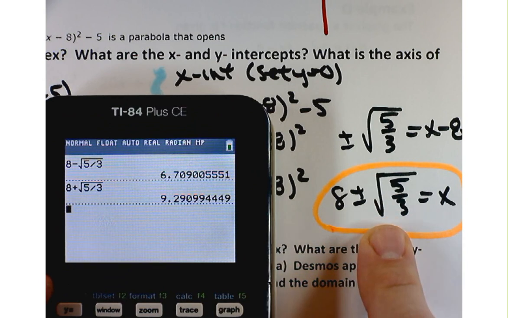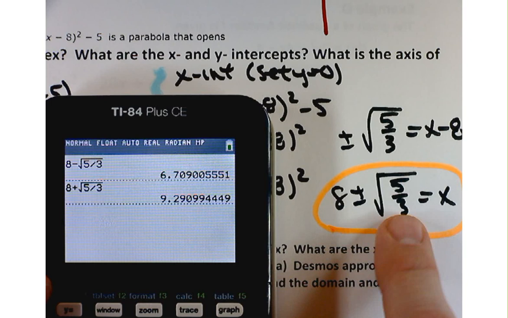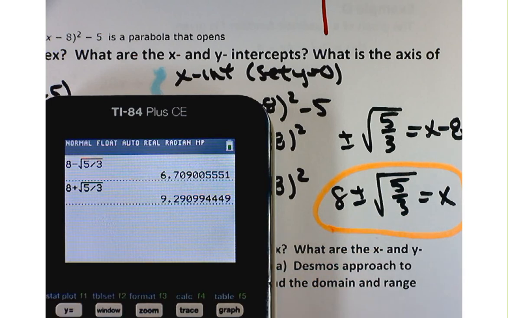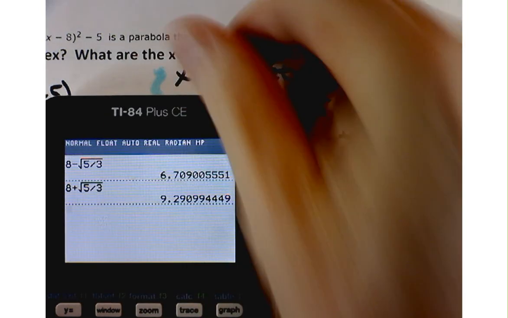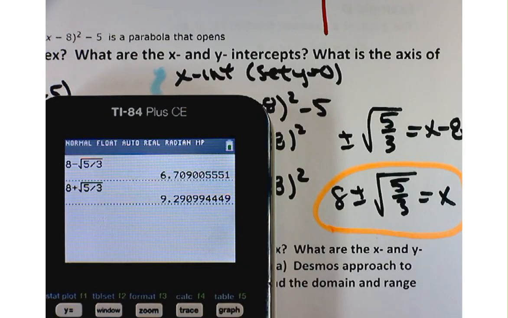You're going to have to list them with commas. It doesn't do the plus or minus, which I find annoying. It'd be nice if it did. So you'd list 8 minus the square root of 5/3, comma 8 plus the square root of 5/3. If it says round your answer to such and such decimal place, that's the time you can use a decimal approximation. But unless it tells you to round, don't round.